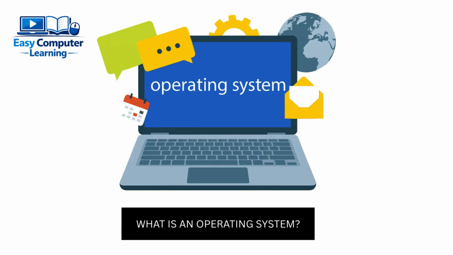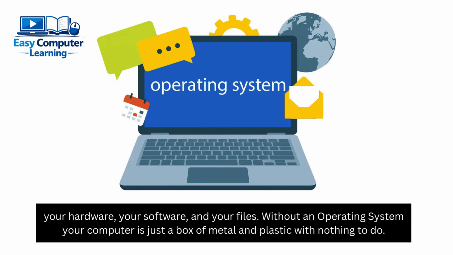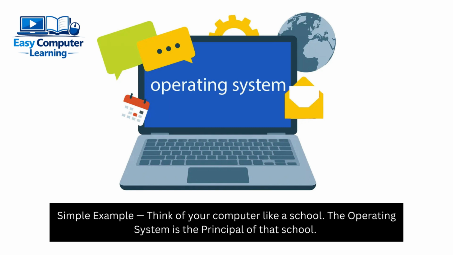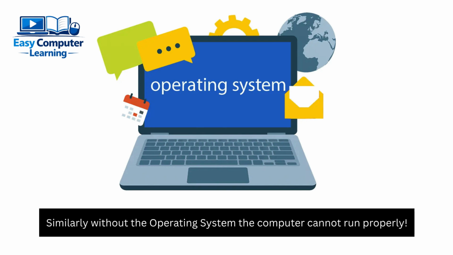What is an operating system? An operating system is the most important software on your computer. It is the main program that starts when you turn on your computer and manages everything: your hardware, your software, and your files. Without an operating system, your computer is just a box of metal and plastic with nothing to do. Simple example. Think of your computer like a school. The operating system is the principal of that school. The principal manages all the teachers, students, and classrooms. Without the principal, the school cannot run properly. Similarly, without the operating system, the computer cannot run properly.